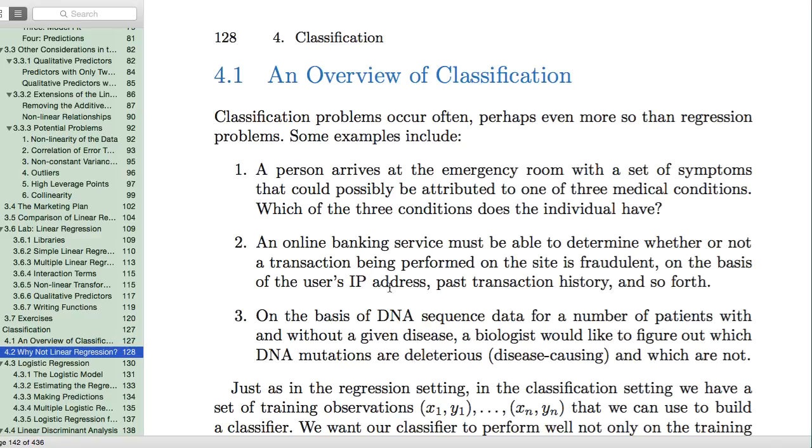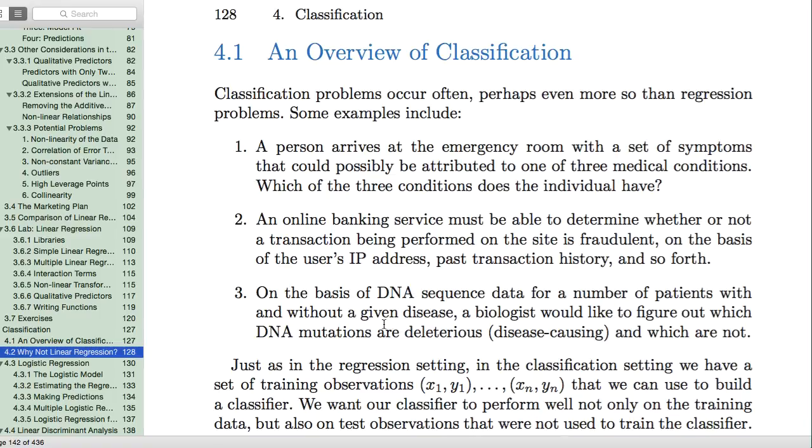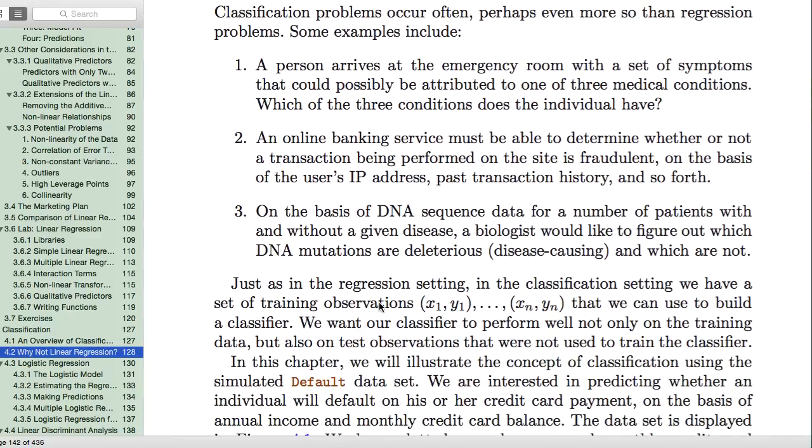So in this case, we have 3 possible conditions that a patient in the emergency room could have. In this case, we have yes or no as an answer to the question of whether the user's transactions are fraudulent. And here we have the case of whether or not a particular DNA mutation is disease-causing or not. So these are examples of classification problems. And just as in the regression setting, we've got training data, and we would like to build our classifier based on the training data, and then test it, of course, on the test data.